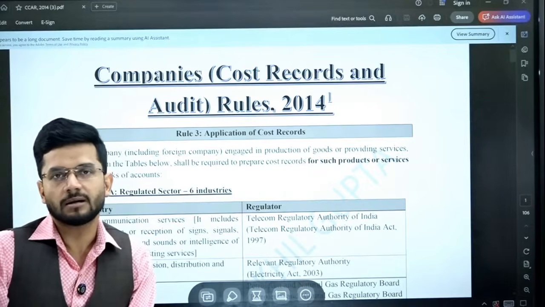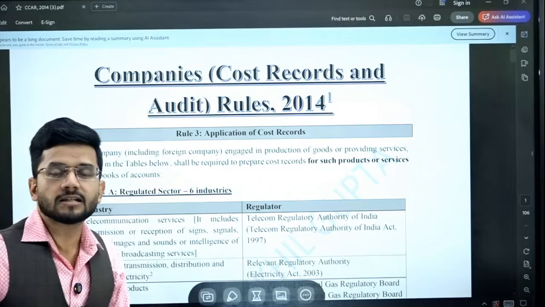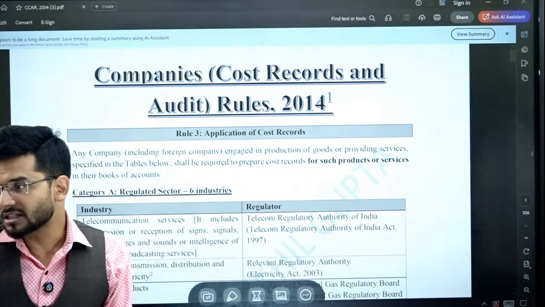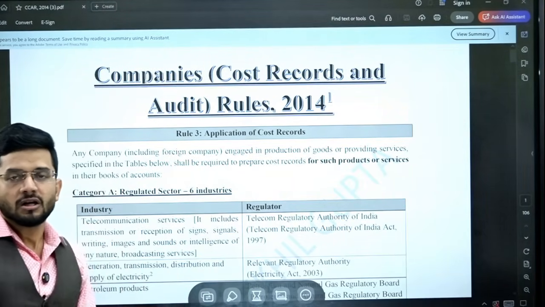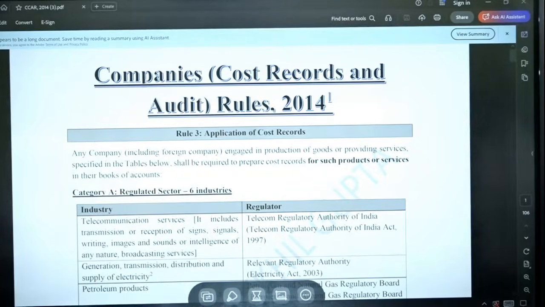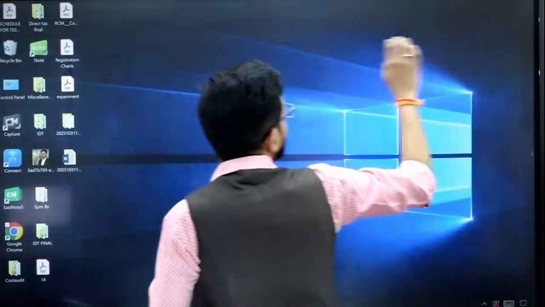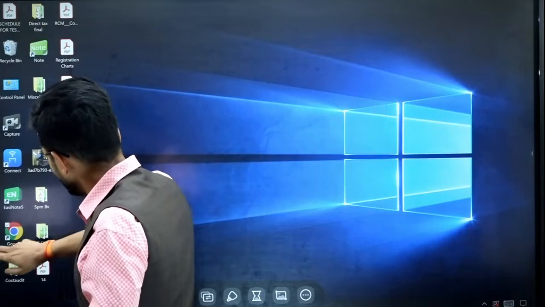The next aspect of our chapter, Companies (Cost Records and Audit) Rules, 2014. And guys, in this particular chapter, we have already studied the applicability requirement of cost accounting and the applicability requirement of cost audit. These two aspects we studied in yesterday's class, where we explored how cost audit and cost records will be applicable on certain companies, and the rules and regulations enunciated for applicability of cost accounts and cost records. I hope the principles we covered in the last lecture are absolutely clear to all of you.